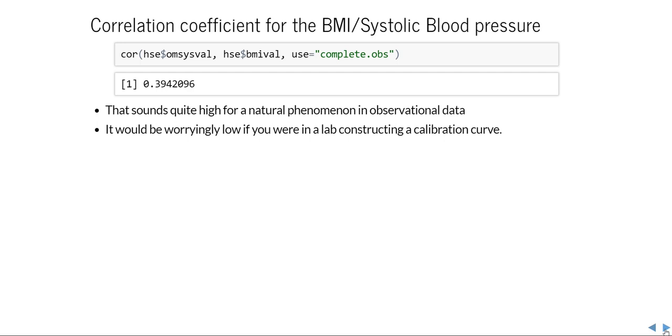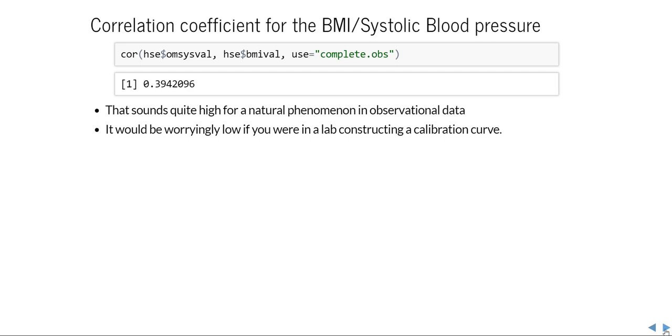Now, two things to say there. That sounds actually like quite a high correlation for a natural phenomenon in observational data. So for all the caveats about what the scatter plot says might be going on, and that not being entirely appropriate for a simple linear correlation coefficient, that still sounds quite high. However, if you were working in your lab constructing a calibration curve and found that correlation for your work, that would sound worryingly low. So it's context specific what it means.